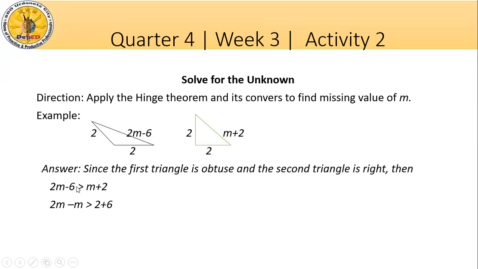So, applying the addition property of equality, we add both sides 6. So, 2m minus m is m. 2 plus 6 is 8. Therefore, our value for m is greater than 8.